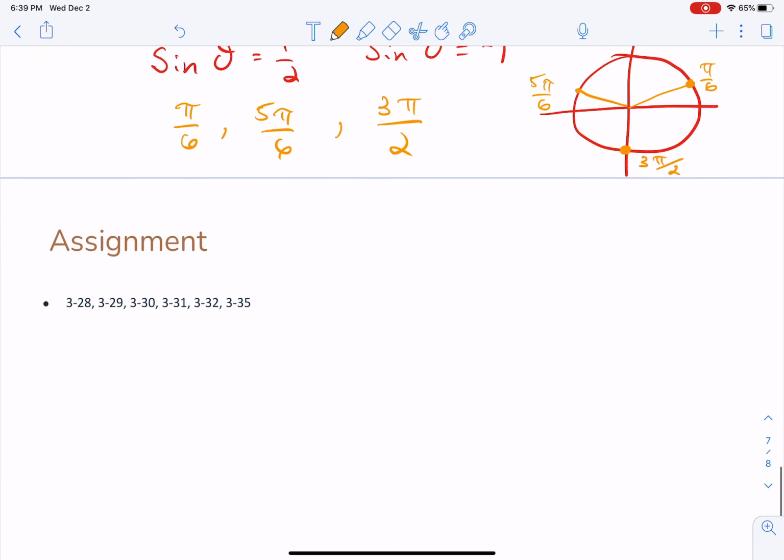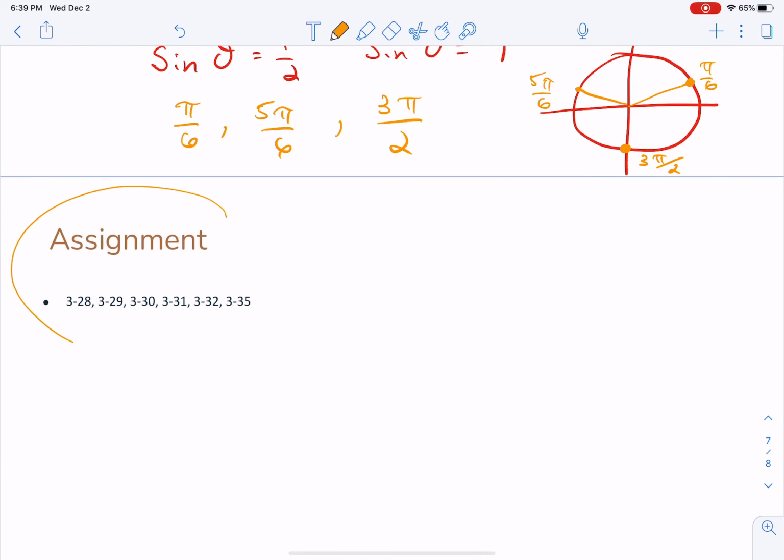Homework problems for this section. Please complete those and turn them into Canvas.